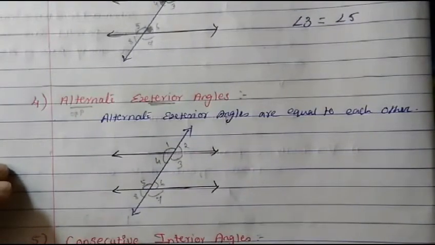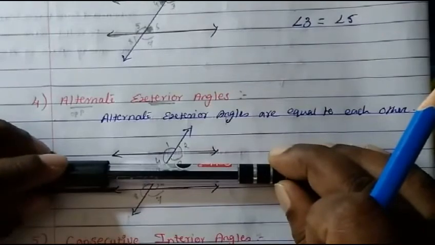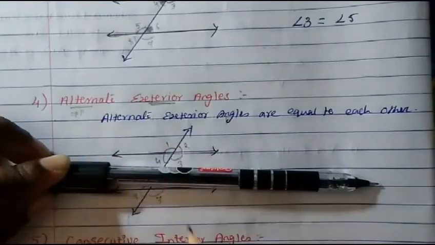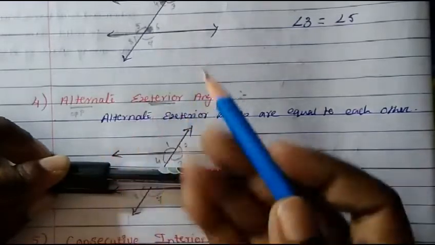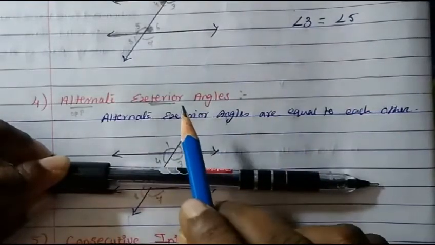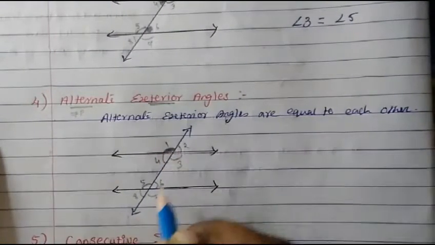Let us hide the inside ones. So we have to see only the outside part of it. So alternate means opposite, and exterior means outside. So 1 and 7, 2 and 8. So that becomes alternate exterior angles. So 1 and 7.